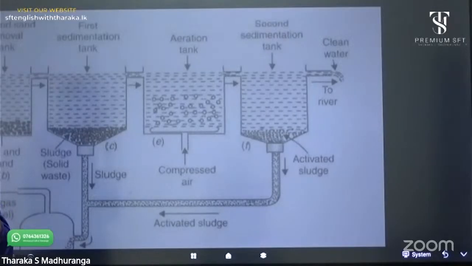Wastewater treatment. Habib, Fatima, understood?